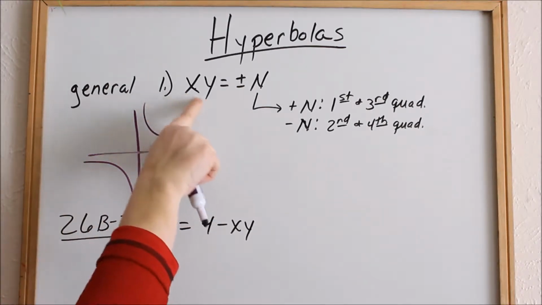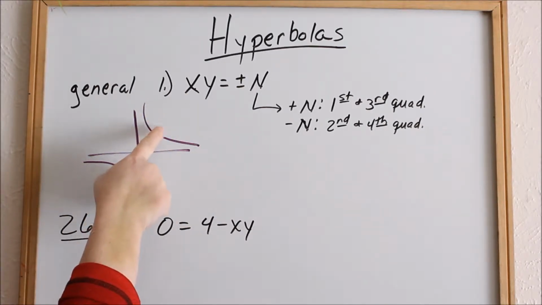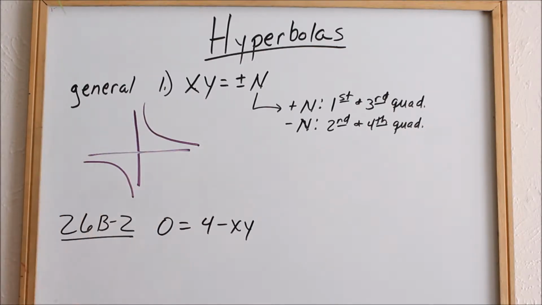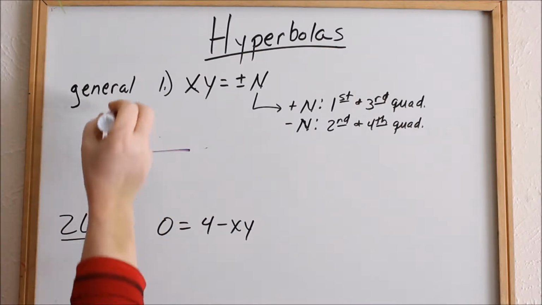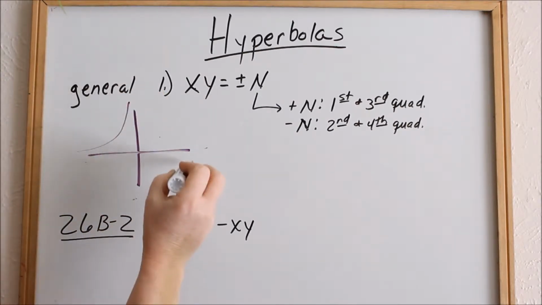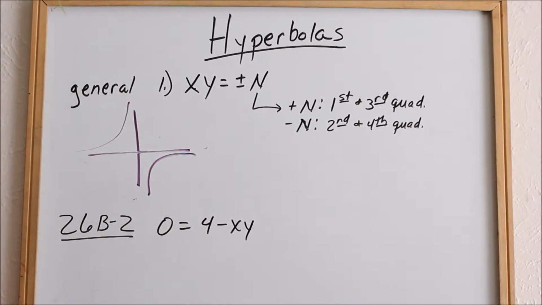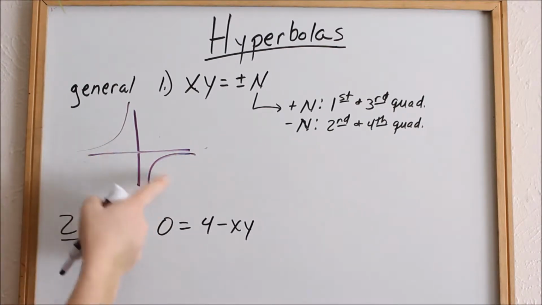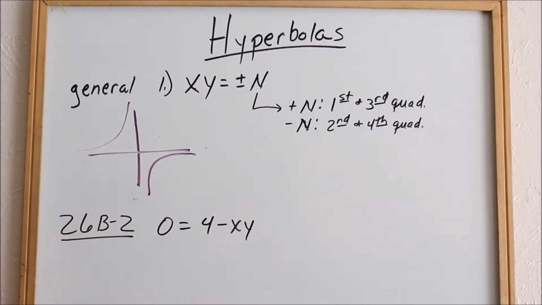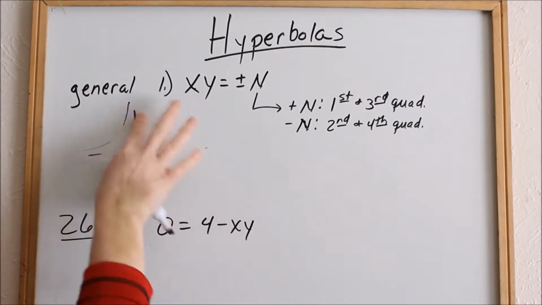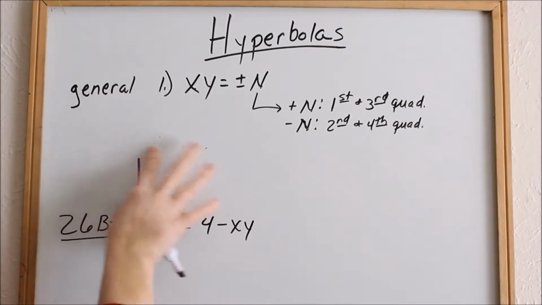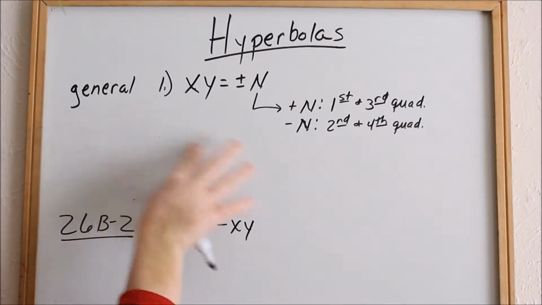When your equation looks like this, it's either going to be graphed in quadrants 1 and 3, and these are a mirror image of each other, or it's going to be graphed in quadrants 2 and 4, and again, those are mirror images of each other. I did not draw those very well, but they are mirror images of each other. So that is what a hyperbola looks like, but just so you know, there are two parts.